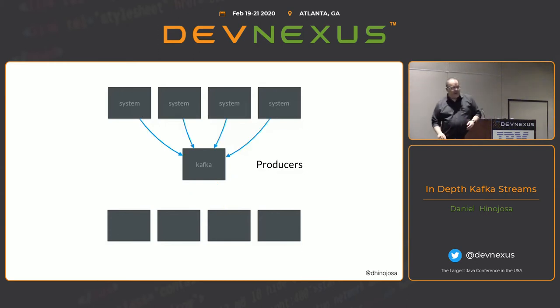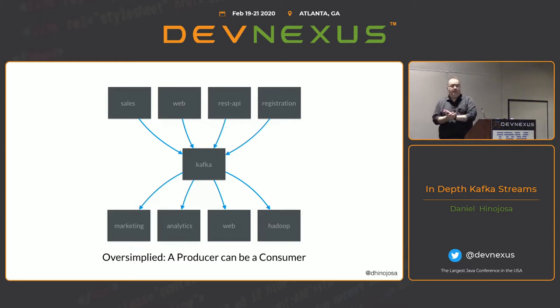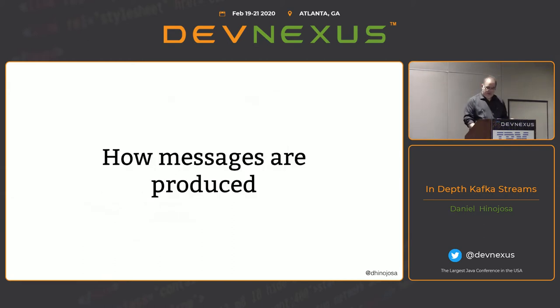But the two ideas are that we'll have producers and consumers, and we have to talk about that before we talk about any kind of streaming. So producers and consumers. A producer could also be a consumer. Interesting. What do I mean by that? Well, let's say I'm going to consume information from something, some kind of message board. I'm going to consume the messages. What happens if I consume and produce at the same time? Oh, well, that's going to be the foundation of what a stream is. I will consume, then I will produce. Consume, produce, consume, produce. And Kafka is high throughput, millions of messages per second, a distributed, replicated log, real-time data processing, and stream processing, which is what we're going to be talking about.